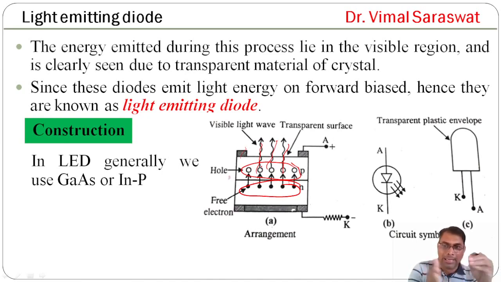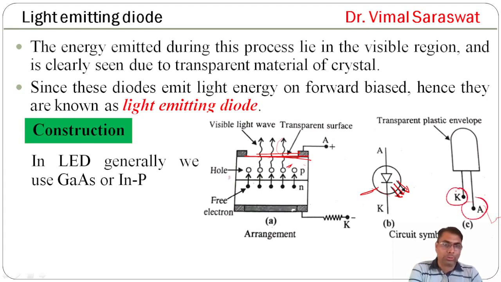So this light can be easily seen, and here we have a transparent surface, so the light which is emitted during this process can be easily seen due to this transparent surface, and this is the symbol of LED. The arrow in the outward direction shows that light is emitted in such a diode. A means anode and K means cathode.